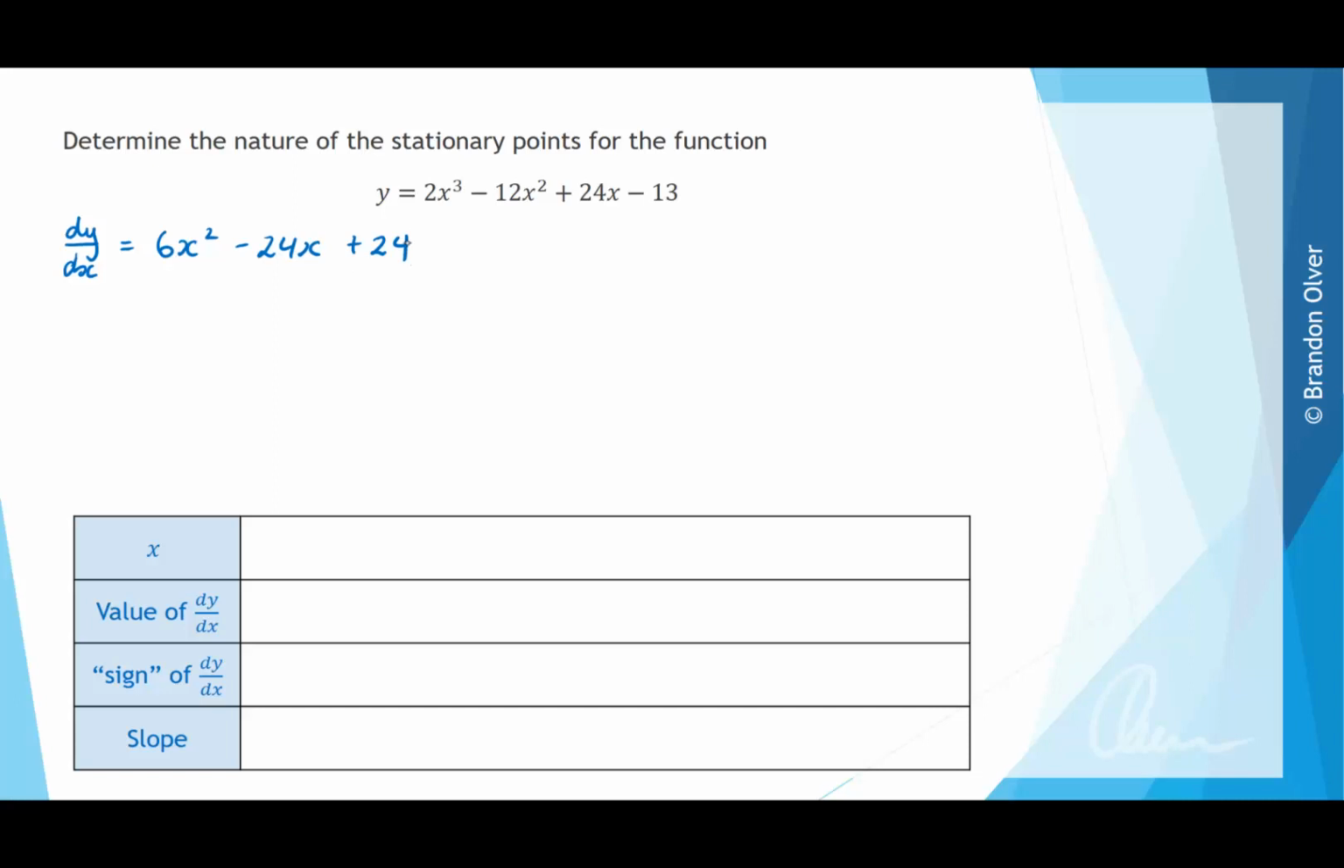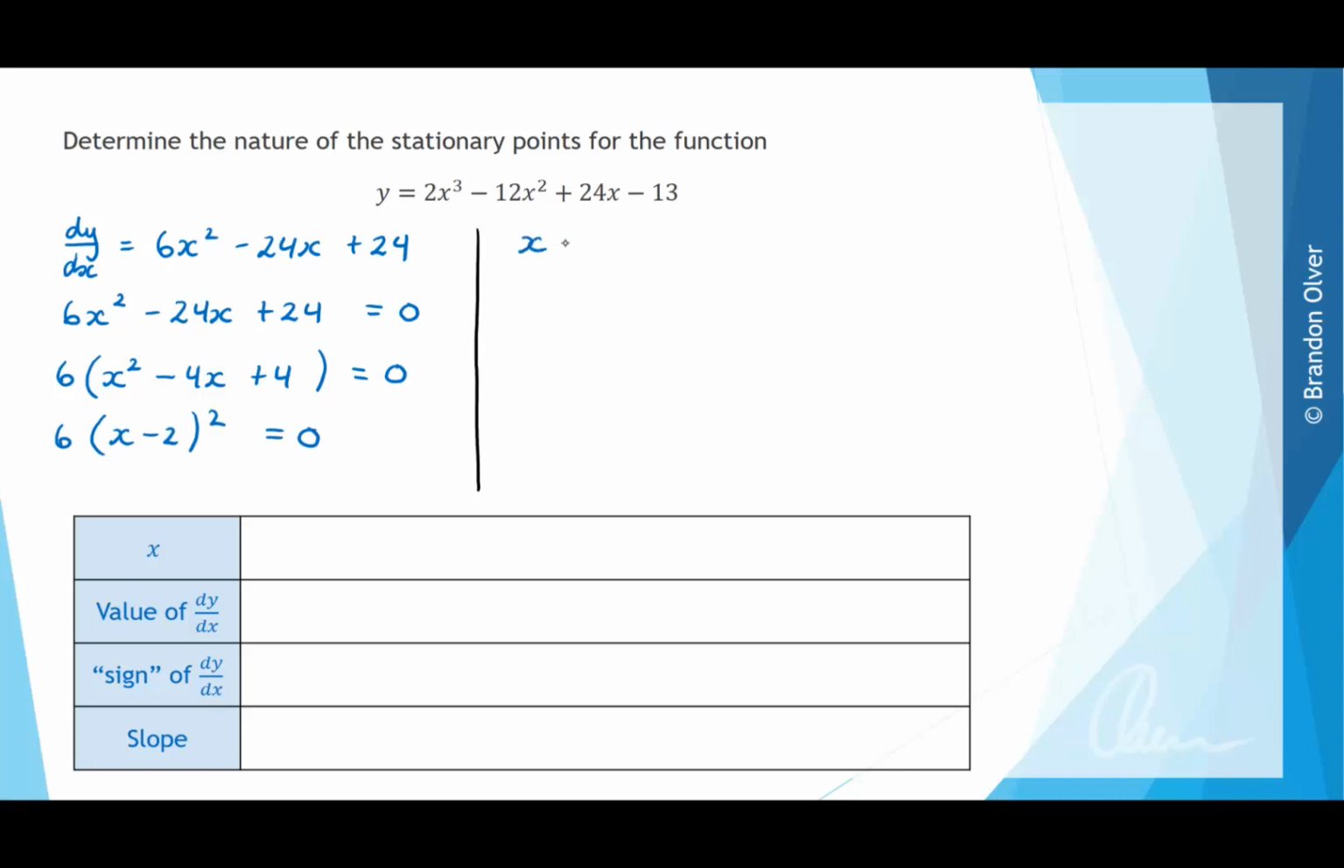Next, to find the stationary points, we want to solve the derivative equal to 0. So we want to solve 6x squared minus 24x plus 24 equals 0. And now we can recognise that 6 is a common factor of all of these terms, so we can take that out as a highest common factor, leaving behind in brackets x squared minus 4x plus 4, all equal to 0. If we inspect the trinomial, you can look for the factors of 4 that add up to negative 4, and that is negative 2 and negative 2. So this can be written as 6 times x minus 2 all squared is equal to 0.